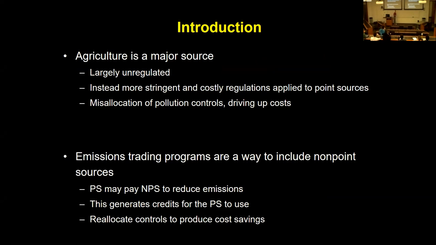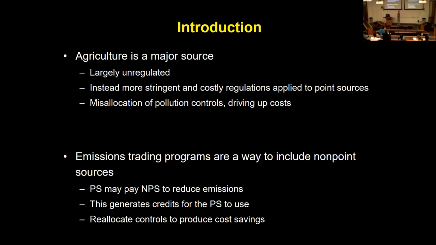In all these problems, agriculture is a major source. And one of the reasons is that it's largely unregulated. Nobody in the world seems to want to regulate agriculture. So what they do is they put more and more stringent and costly regulations on point sources because they're sort of easy to control, and there's political will to control them, whereas there's not for ag. But what it results in is a misallocation of controls. You've got the point source costs going up, up, up, and the non-point costs are still really low because nobody's really done anything about them.